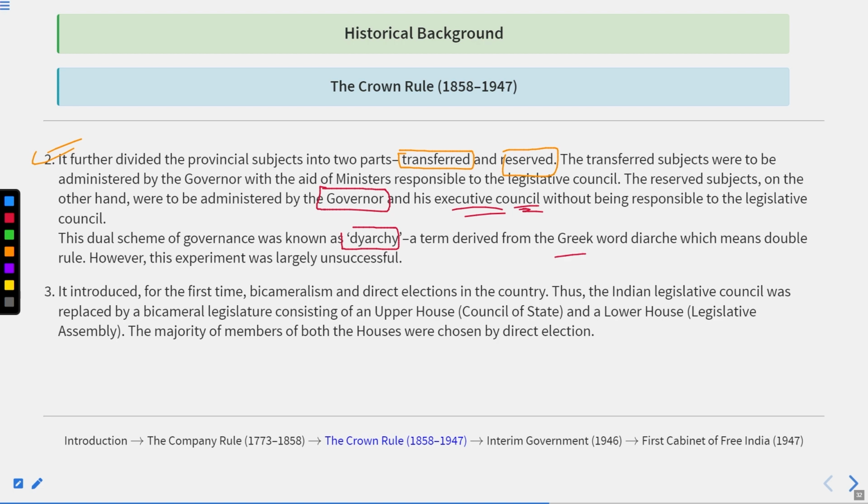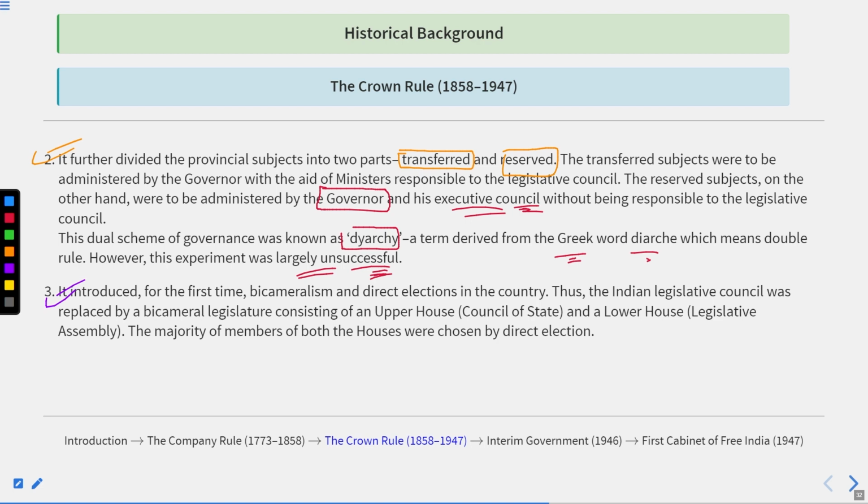Okay, this dual scheme of governance was known as diarchy, a term derived from the Greek word diarchy, which means double rule. However, this experiment was largely unsuccessful. Okay, thereafter, it introduced for the first time bicameralism and direct elections in the country. Bicameralism means two houses. Like if we talk about today's terms, the Parliament of India is not one house, it is two houses.